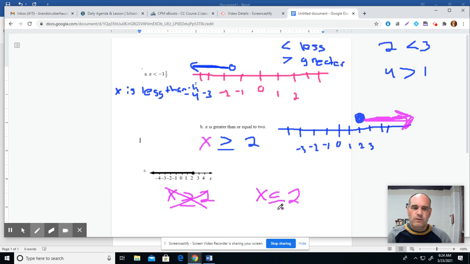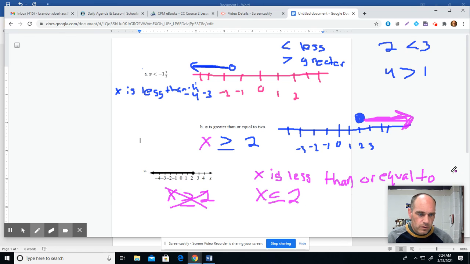The last thing I need to do for C is write it out in words. So I'm going to write down X is, whoops, remember this is a less than symbol, is less than, and then don't forget there's the line, or equal to, 2. So I've got my graph, my symbols, my wording.